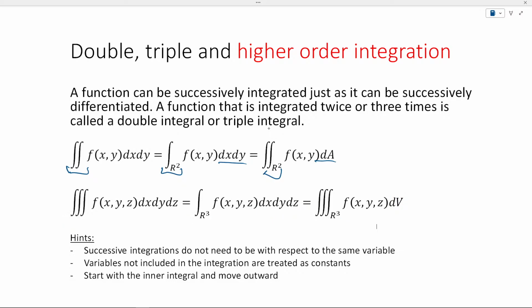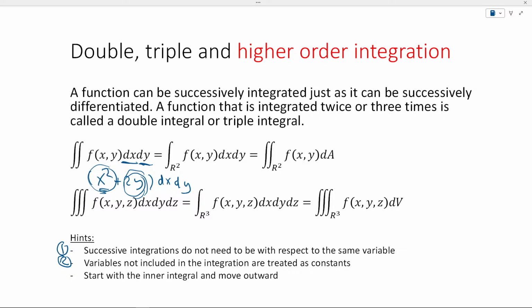Anyway, here are some rules. Successive integration does not need to be with respect to the same variable. It's obvious here: dx, and then I'm integrating with dy. Let's say my function is x squared plus 2y, dx dy. In my first integration, I will integrate with respect to x, and y will be treated as constant. In my second integration, I will integrate with respect to y, and x will be treated as constant. That's the second rule here: variables not included in the integration are treated as constant.